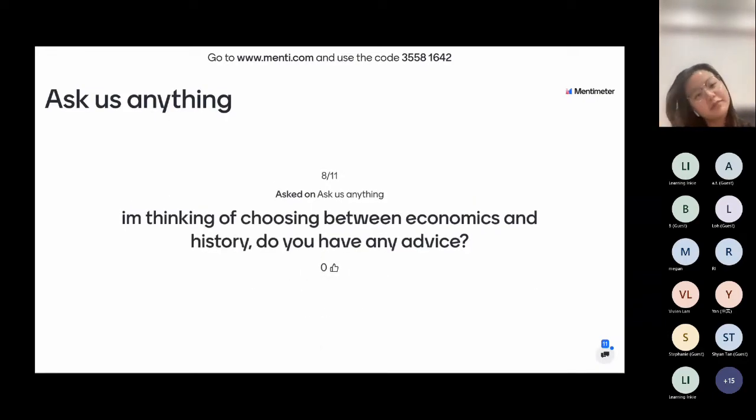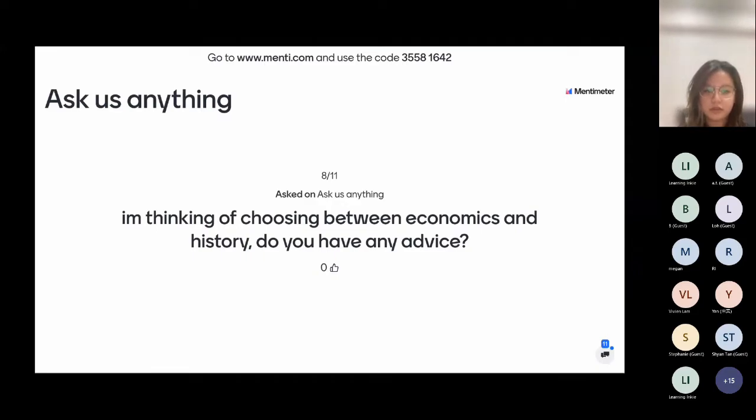Choosing between economics and history, do you have any advice? Okay, so I faced this dilemma in J1 also because at first I wasn't supposed to be taking econs, but I took econs in the end. I think it depends on what you want because history and econs are quite different at the JC level in my opinion, especially in terms of content. For me, history was way more interesting. Econs was mainly theory, applying theory to your different essays.